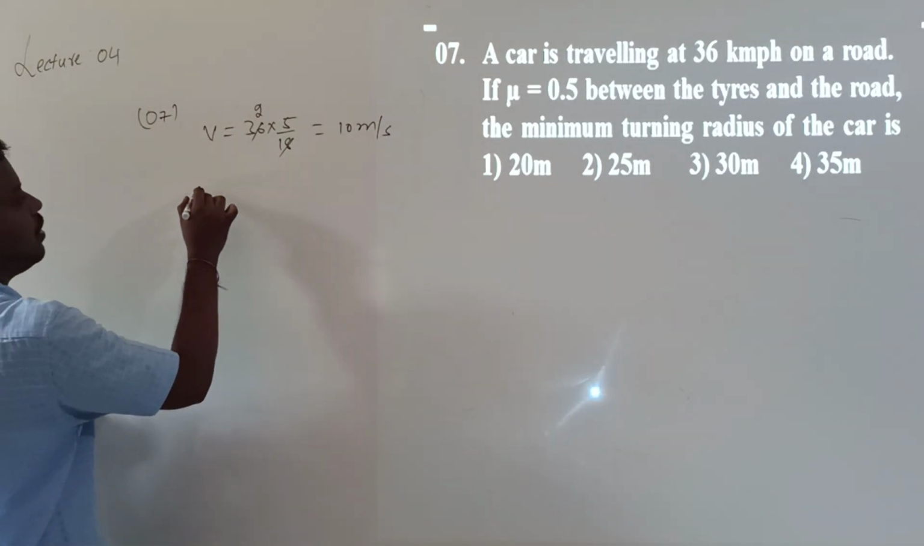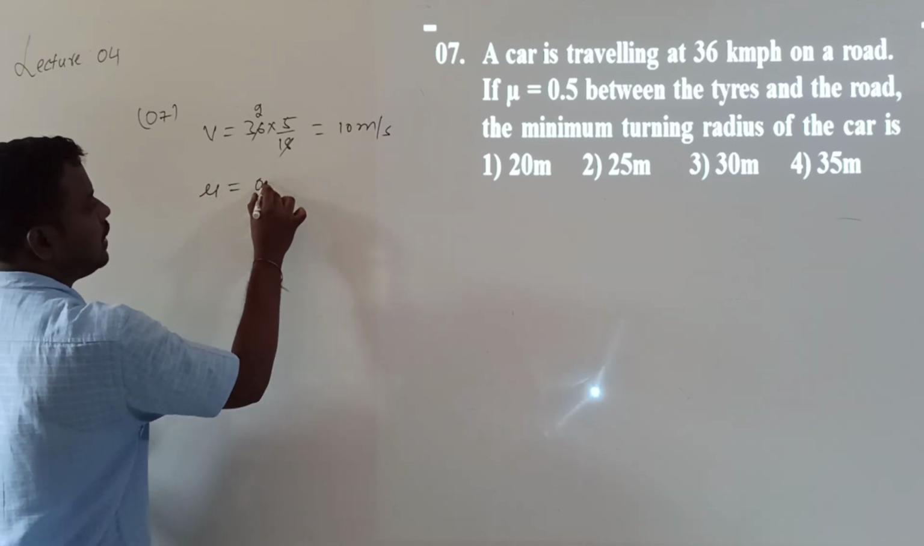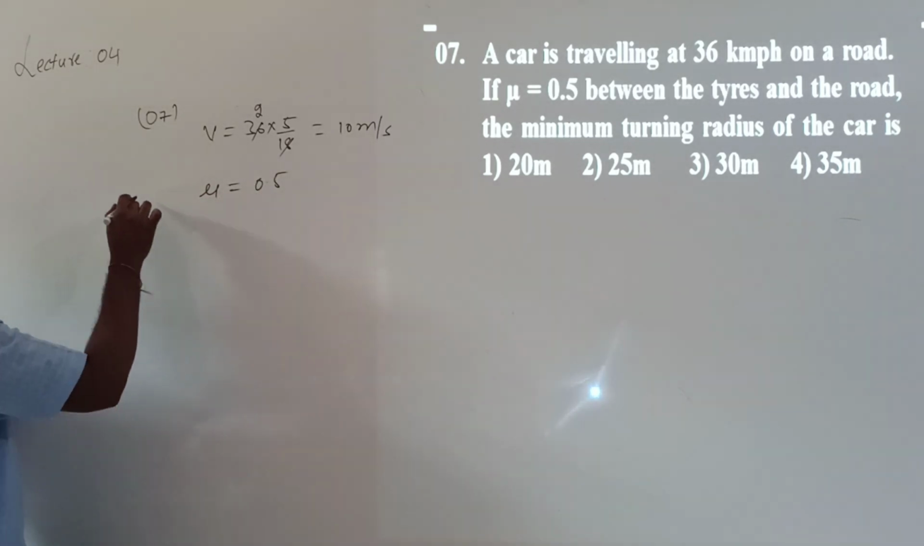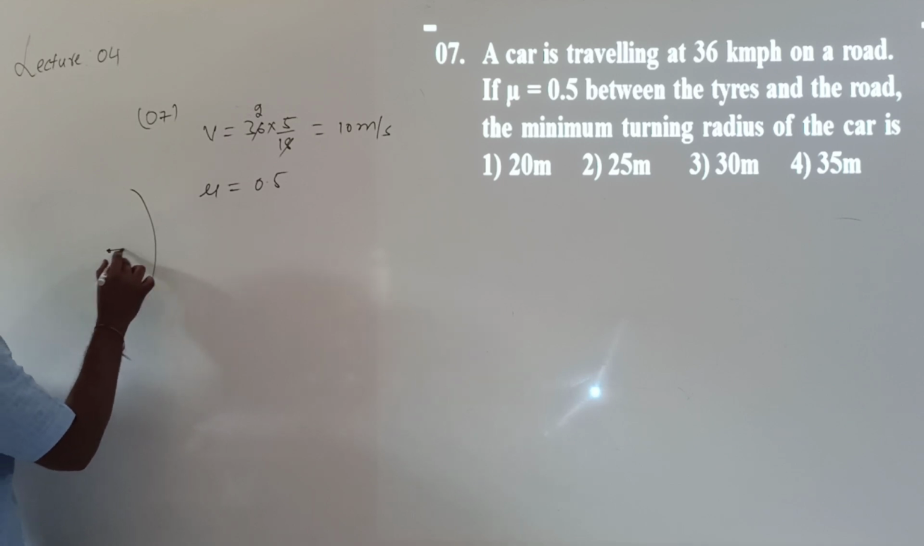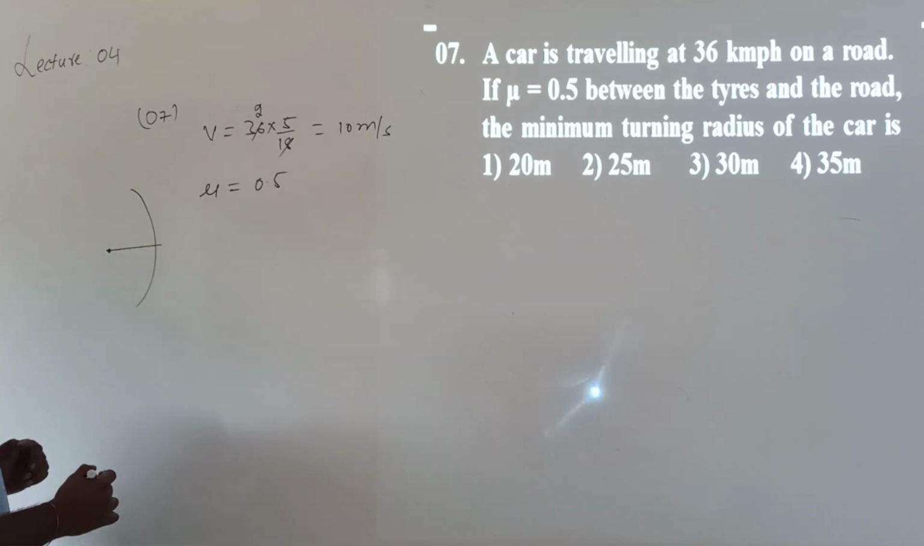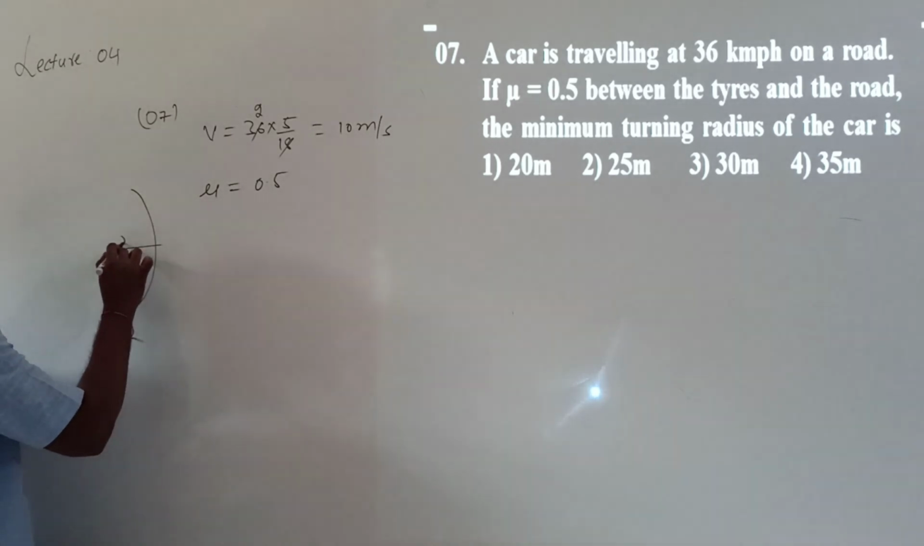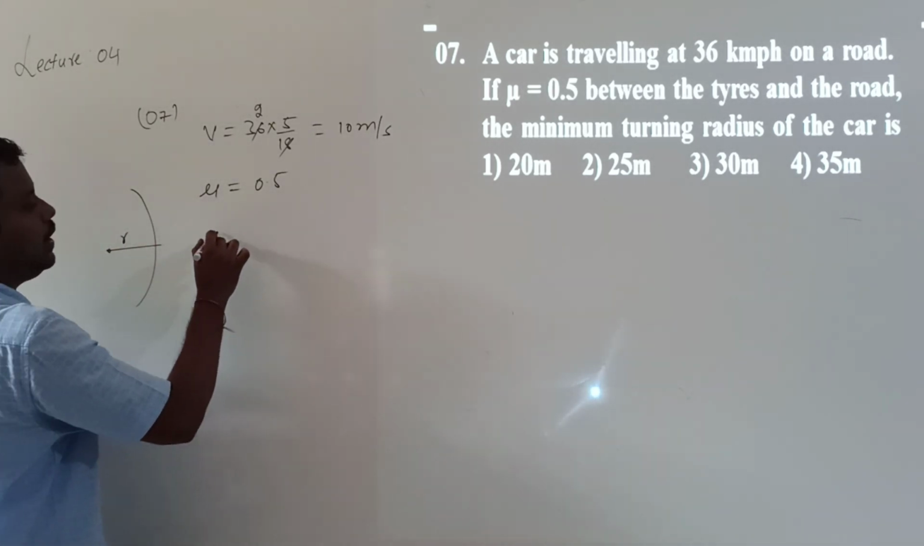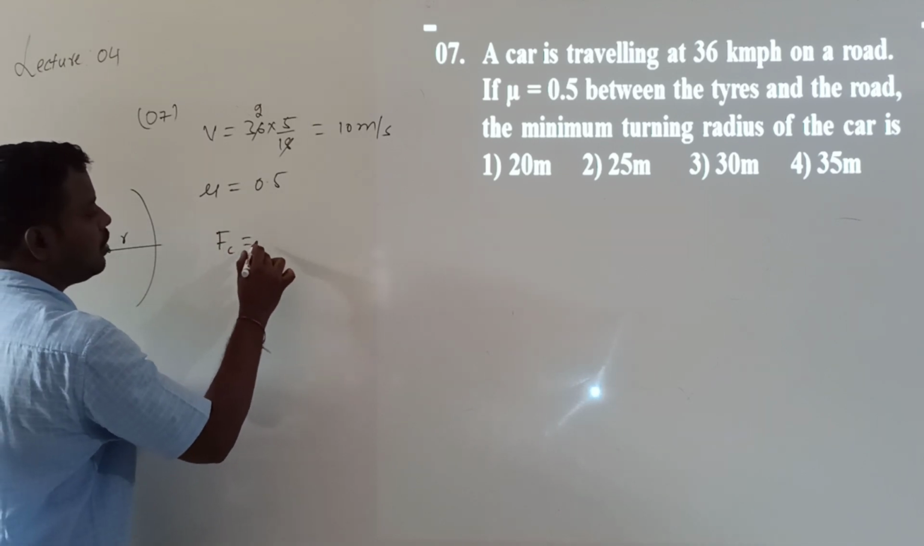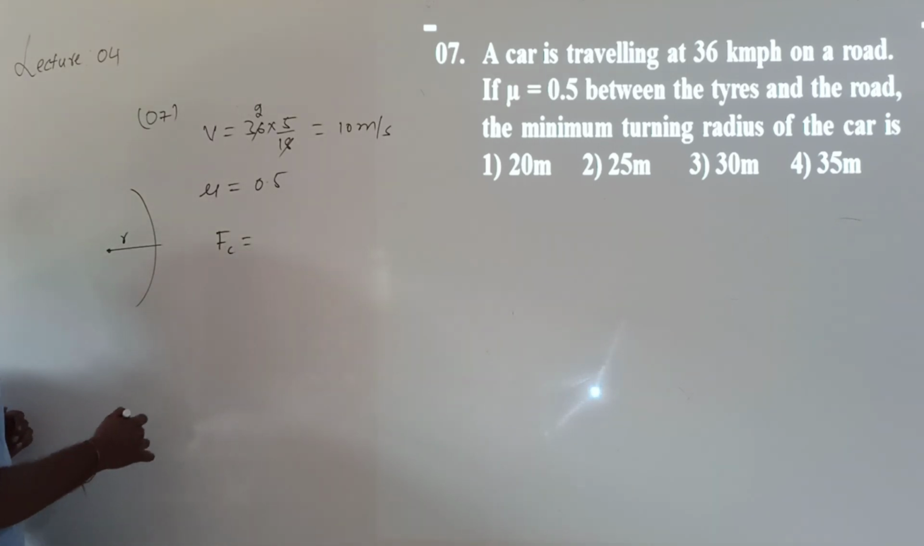Now what is given? The coefficient of friction is given. How much is it? 0.5. The car wants to take a turn. In order to take that turn, what they are asking us to calculate is the radius of the turn. But the important point here is, for any particle to execute circular motion, centripetal force is needed.